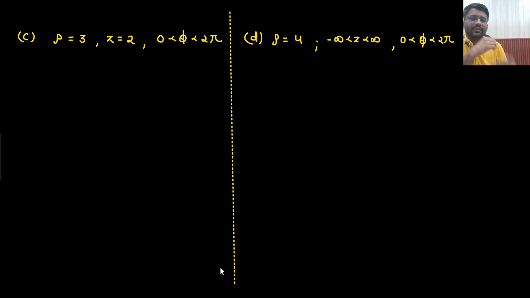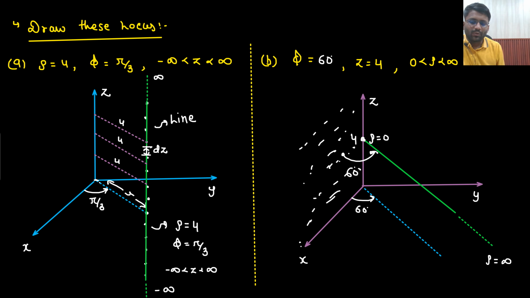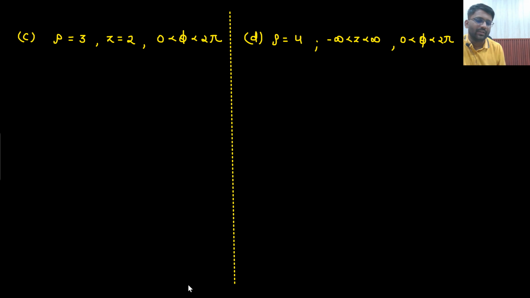Okay, let's do the next one. Rho equals to 3, z equals to 2, phi going from 0 to 2 pi. Think about it and make it on your own. And what will be a small portion on this line? The small portion on this line will be nothing but d rho.